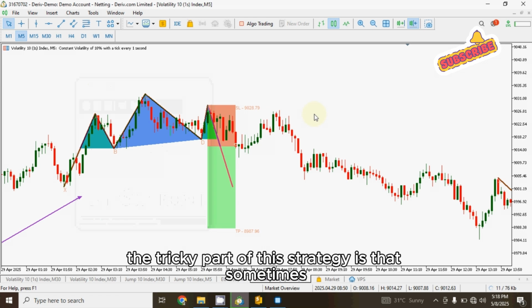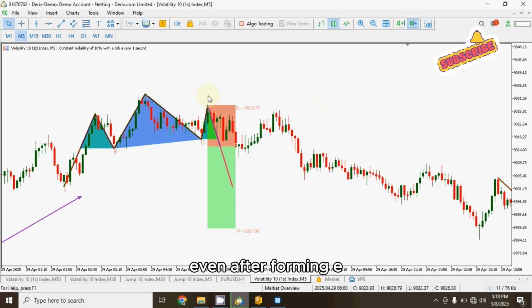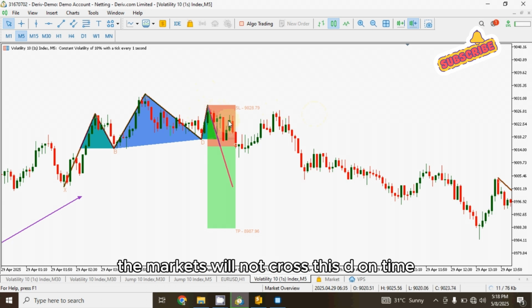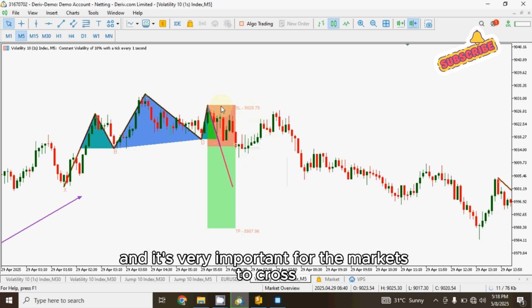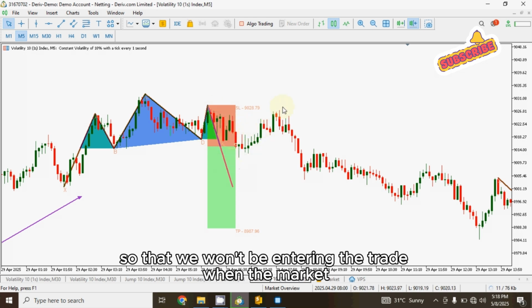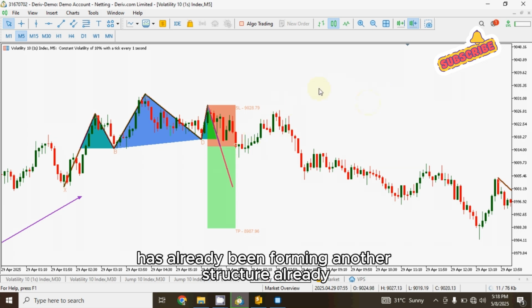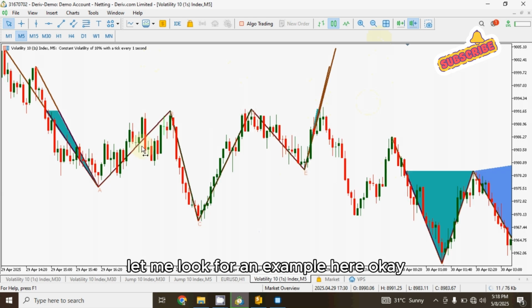The tricky part of this strategy is that sometimes, even after forming E, the market will not cross D on time. And it's very important for the market to cross D on time so that we won't be entering the trade when the market has already been forming another structure. Let me look for an example here.